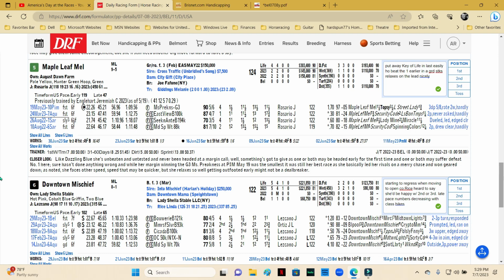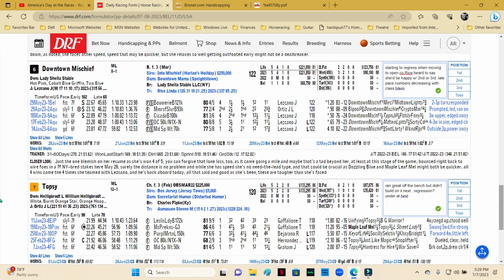And I tell you, Money's Gold was a horse similar to her earlier in the year, and once moved up in class, wasn't quite as good, but I think this one's a little different. I really like the way this one's running, and I think this one can win this race.